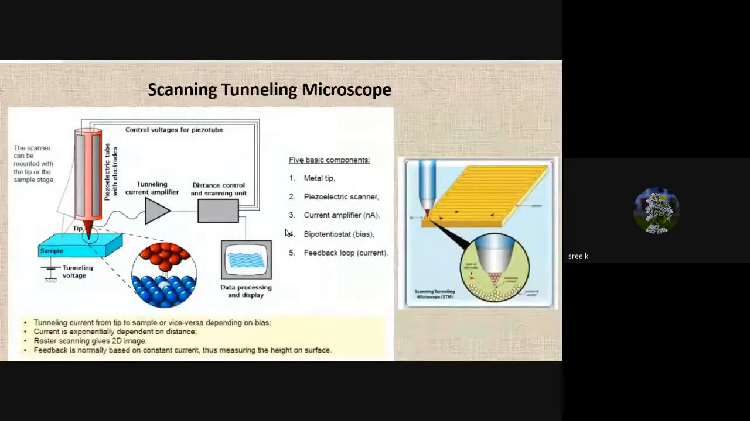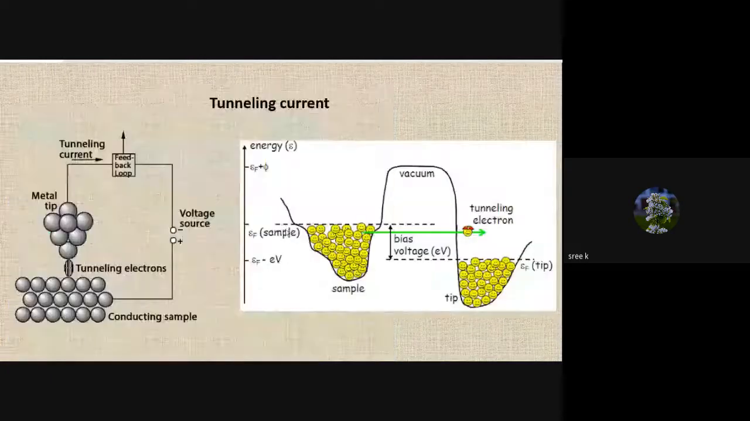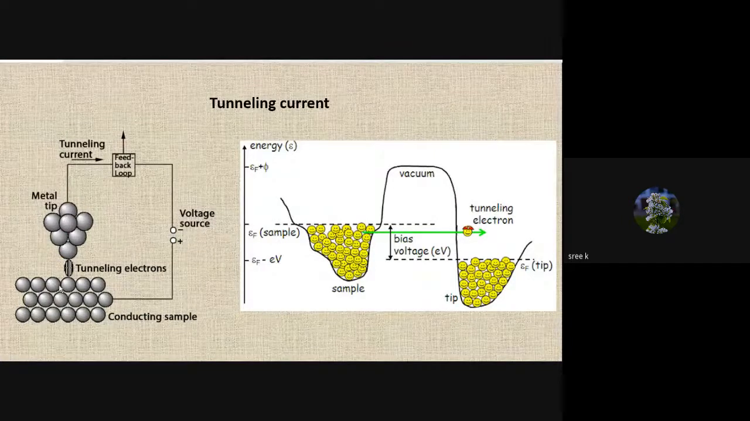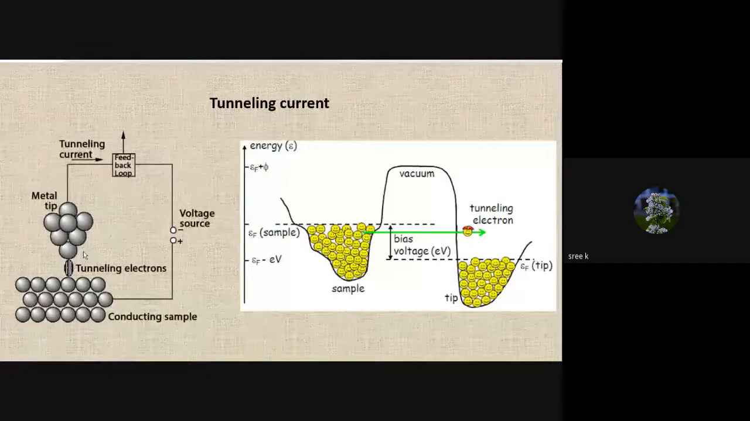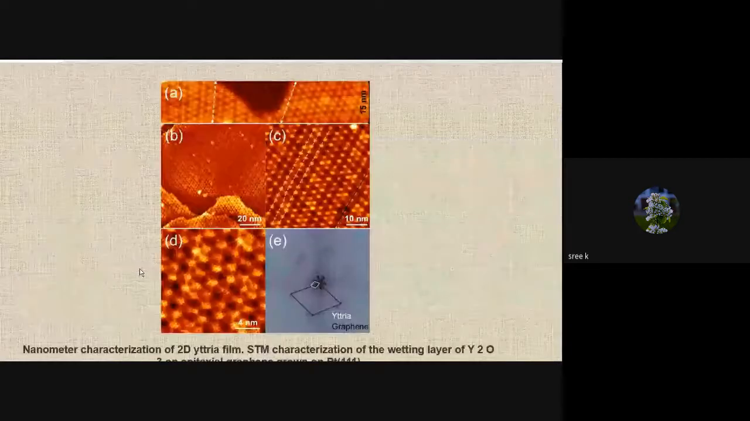Here is the scanning tunneling microscope, where the tip and the sample will have a tunneling current between them, and the tunneling current is the main parameter which gives you the surface topography of the material. The scanning is done by keeping the tunneling current between the tip and the sample constant. So in effect, the position of the tip is adjusted with respect to the hills and valleys of the sample. So this is the scanning tunneling microscope.